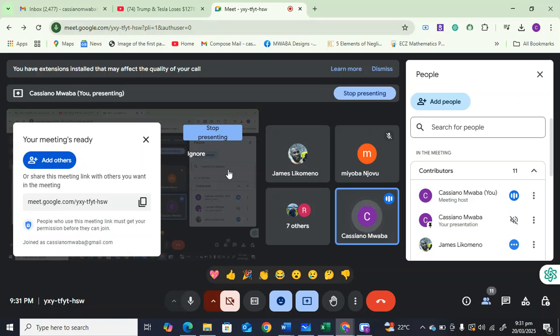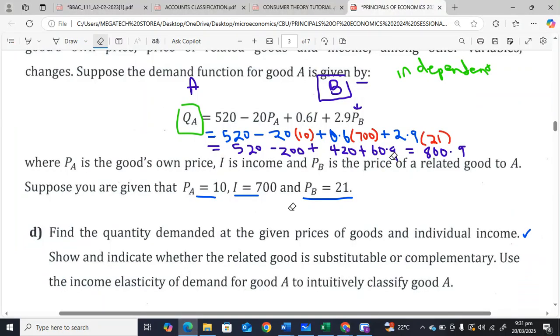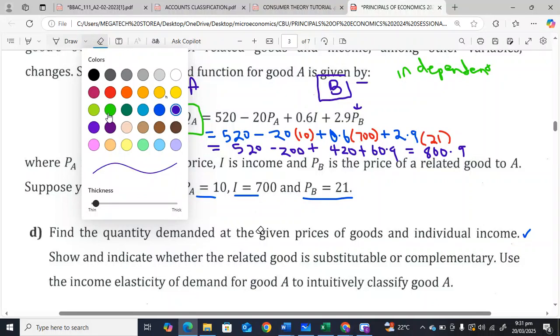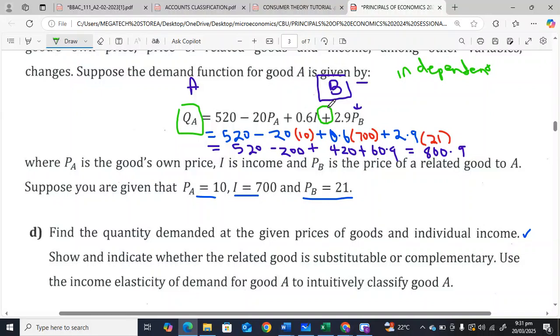So here, as we saw, PB has a positive relationship with QA. If the price of PB goes up, it means people stop buying good B, and they're going to start buying good A. So our good B is a substitute good just because of this positive sign.